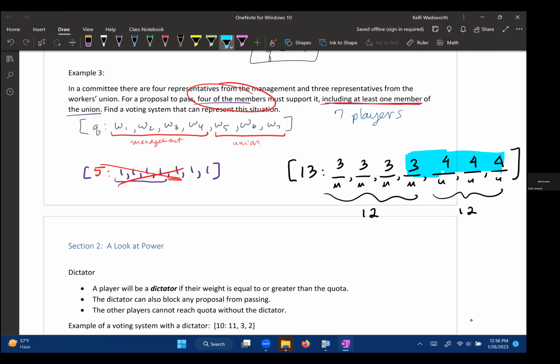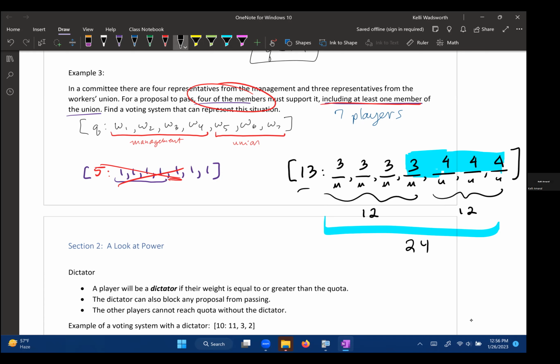We have 24 votes altogether here. You see that? So the total number of votes is 24. But each kind of voter, the management and the union, those subgroups have 12 each. And then of course, 13 is more than half of 24.